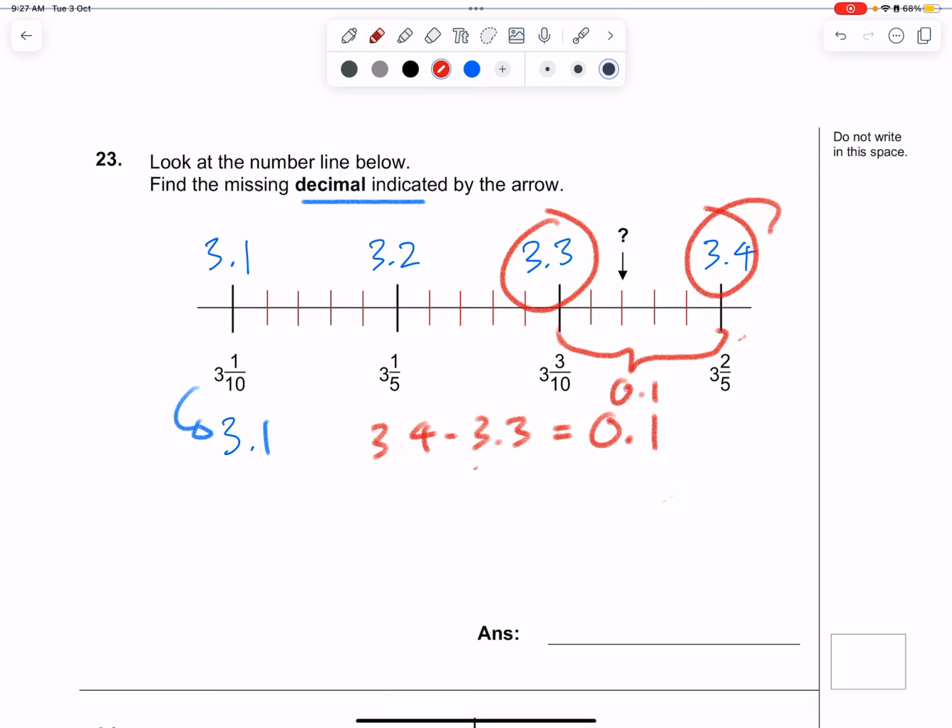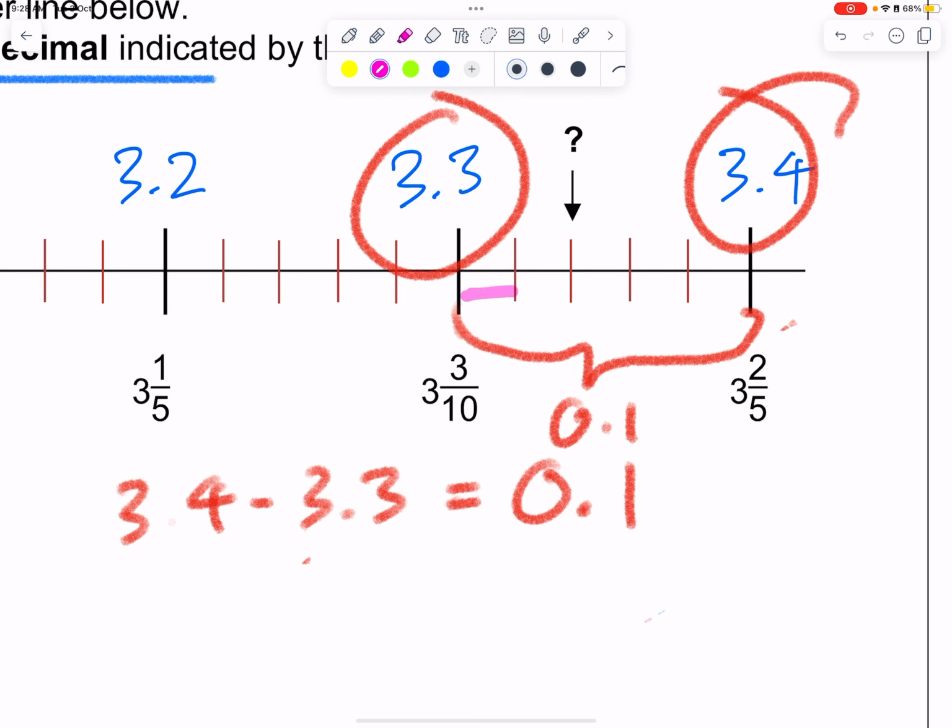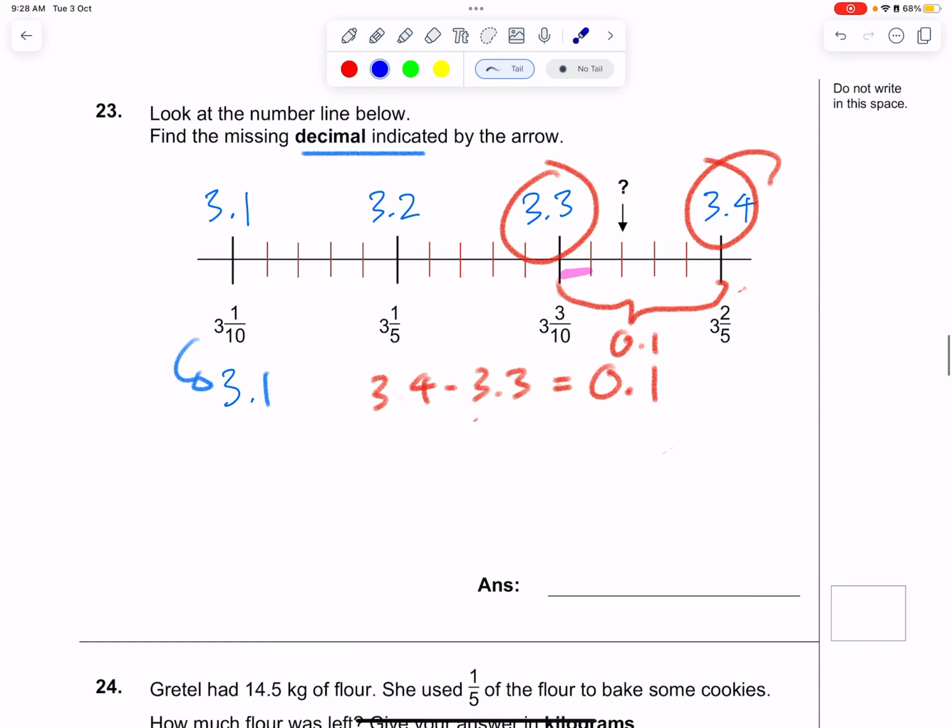Okay, now that you have found that this part is 0.1, you need to find out what this part here is. Every single interval. So how many intervals are there? 1, 2, 3, 4, 5. So this is 0.1, right? So what's the next step? 0.1 divided by 5. And your answer is 0.02.